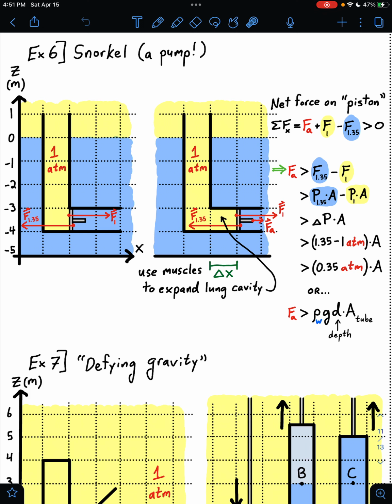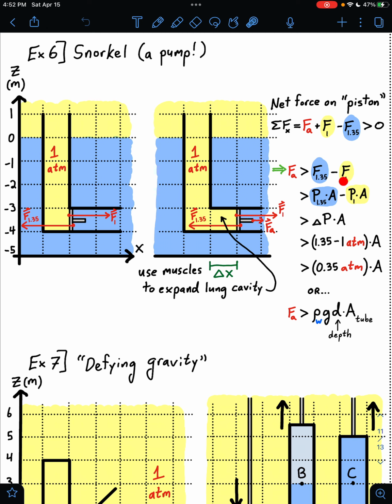There is, first and foremost, the pressure from the water surrounding your body. If we are 3.5 meters deep in the water, as in this example, then that water pressure will be about 1.35 atmospheres. That's F 1.35, pushing inward on your chest, crushing your chest. Then from the air that is inside your mouth and lungs at 1 atmosphere, that is helping expand your cavity. So that'll be F1 right here, 1 atmosphere of pressure pushing outward on your chest, helping it to expand.